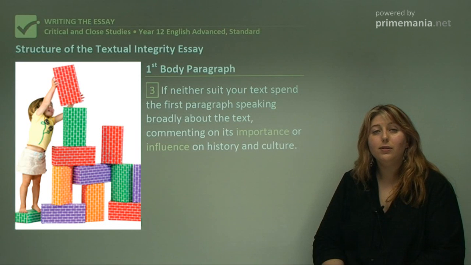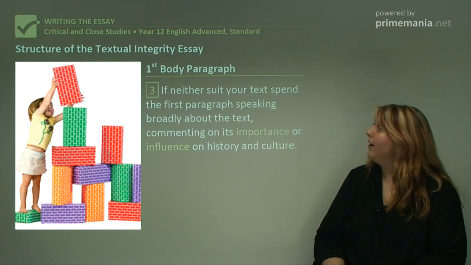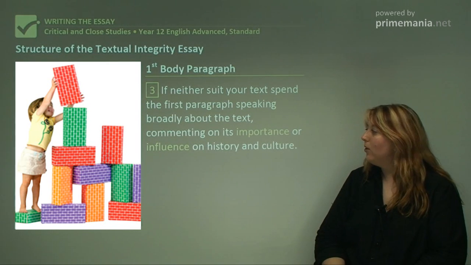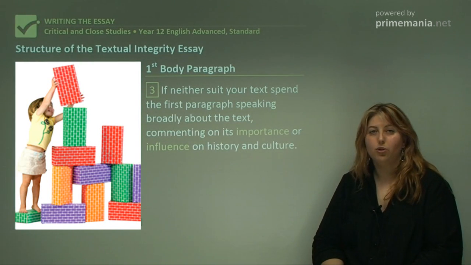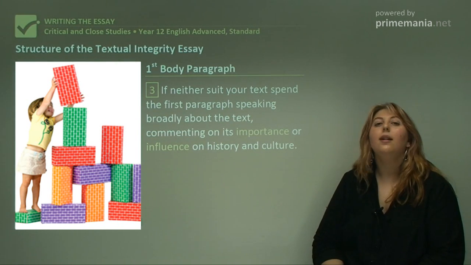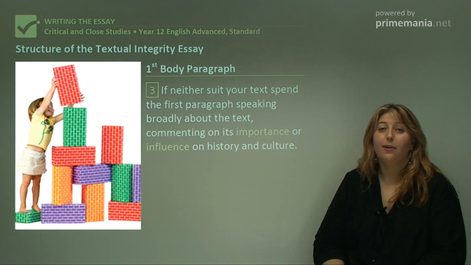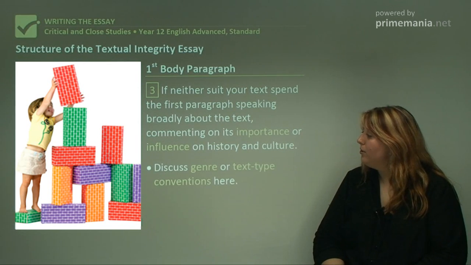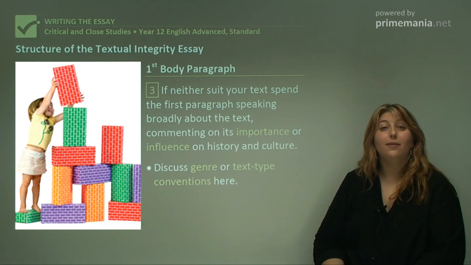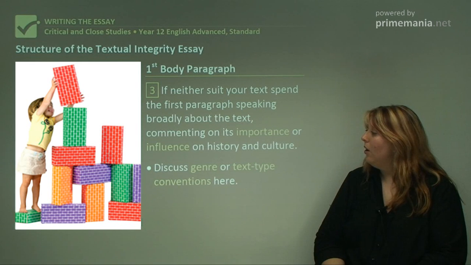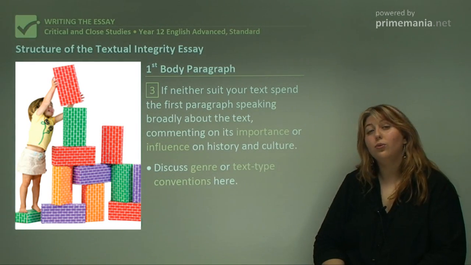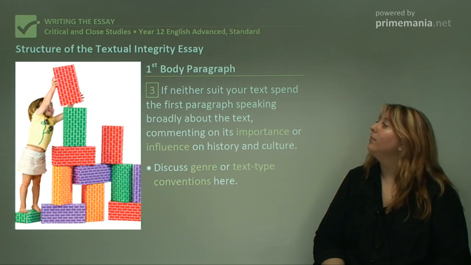So if neither of those kinds of first paragraphs suit what you're writing about, you should spend the first paragraph speaking broadly about the text, commenting on its importance or influence on history and culture. So where does it fit? How did it influence people? How did people respond to it? These sorts of questions might be answered in your first paragraph. It's also good to discuss genre or text type conventions here. So you may wish to start talking about the 5-act structure if you're doing a Shakespeare, or you might discuss genre and think about how those conventions are used or not used particularly in your text.